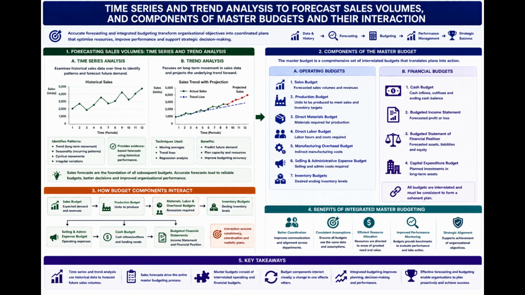Budget preparation is a critical management accounting activity that transforms organizational objectives into detailed operational and financial plans. Effective budgets depend on reliable forecasts, particularly sales forecasts, because sales volume often drives many other aspects of organizational planning. Within the program framework, forecasting techniques such as time series and trend analysis help managers estimate future demand and prepare realistic budgets. These forecasts provide the foundation for the master budget, which integrates all functional budgets into a coordinated organizational plan. By linking forecasting with budgeting, organizations improve resource allocation, planning accuracy, performance management, and strategic decision-making.